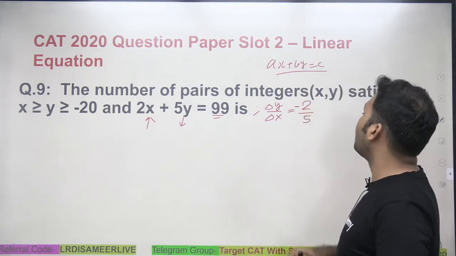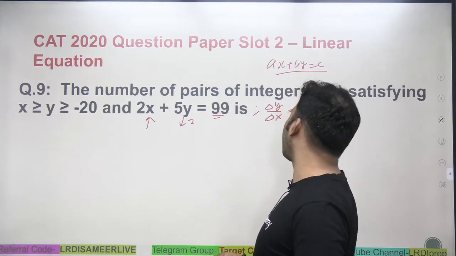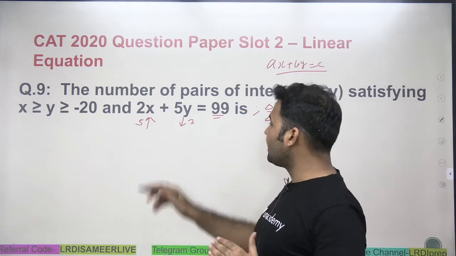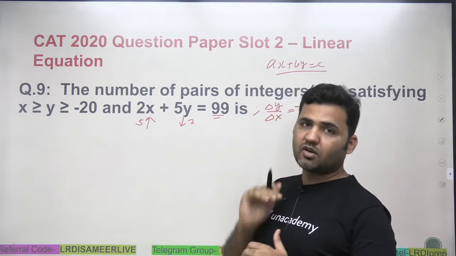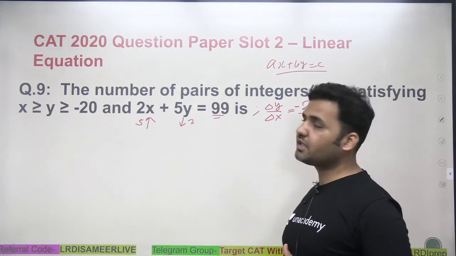So that means if I'm decreasing x by 5, I'll be increasing y by 2. If the x coefficient is getting decreased by 5, the y coefficient will get increased by 2.